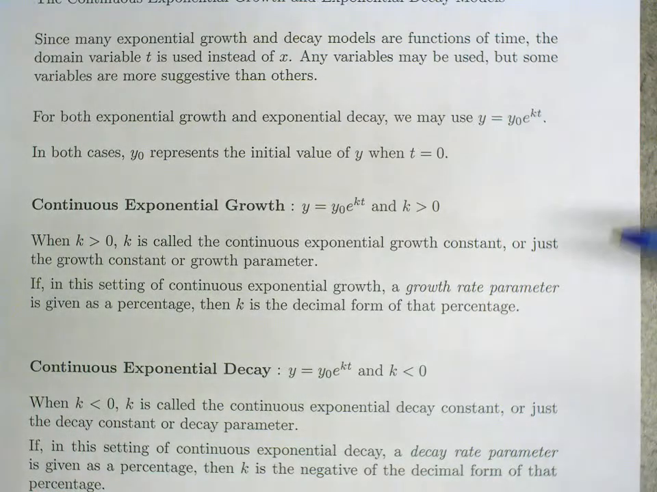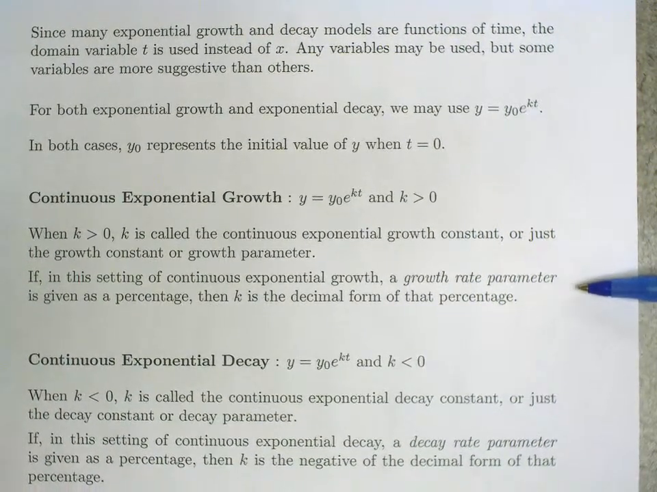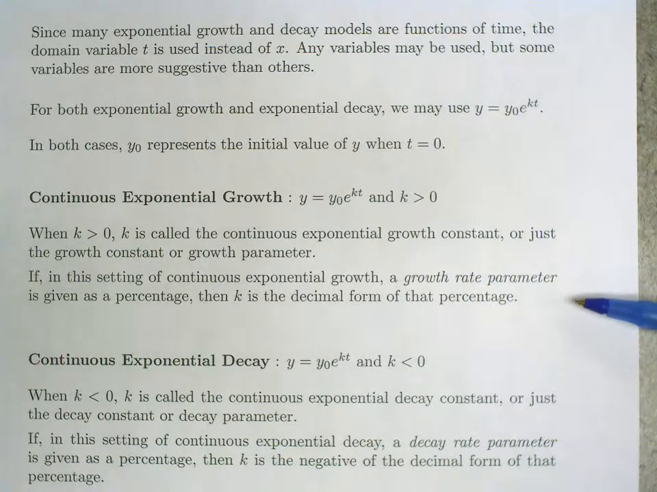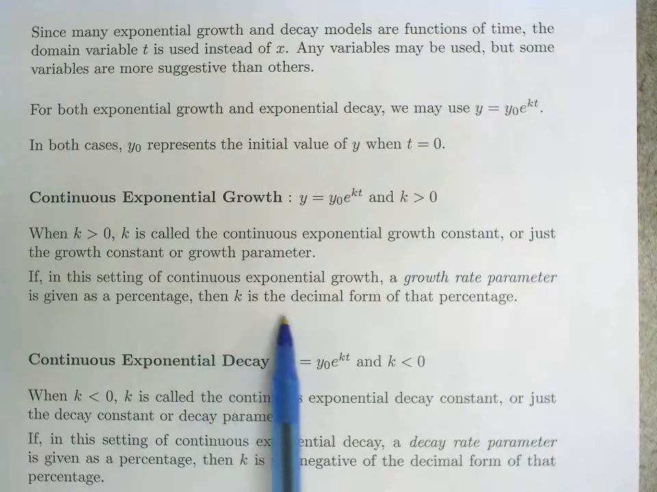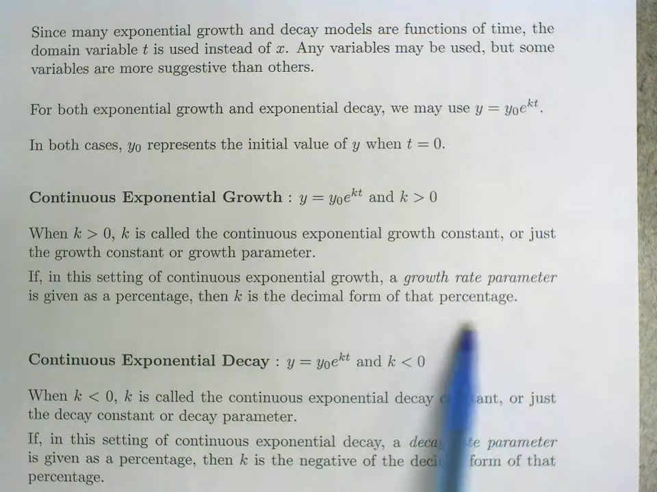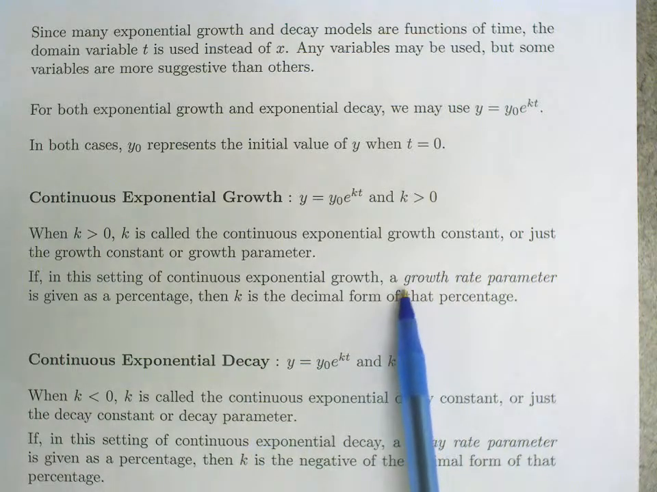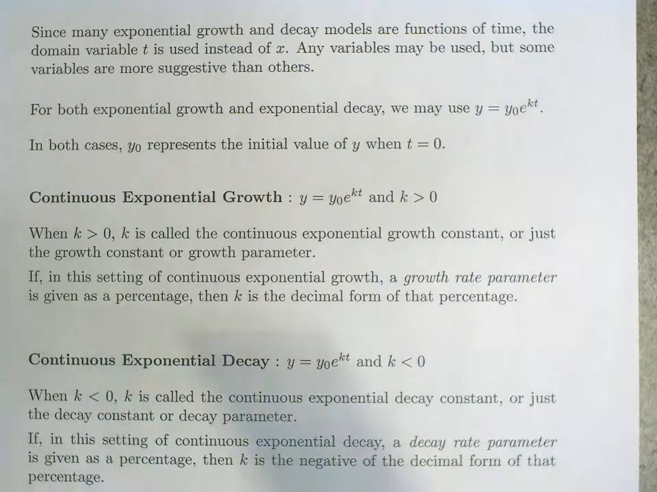Another description might be: in this setting of continuous exponential growth, if a growth rate parameter is given as a percentage, then k is just the decimal form of that percentage. If you look closely in the ALEKS homework, you'll probably see those exact words, growth rate parameter given as a percentage. So the k value is just the decimal form of that percentage.